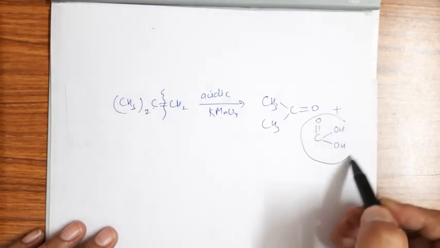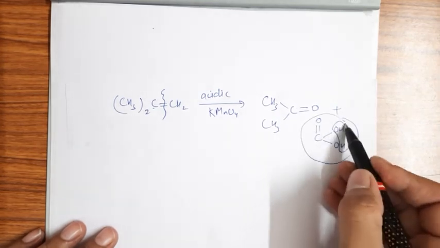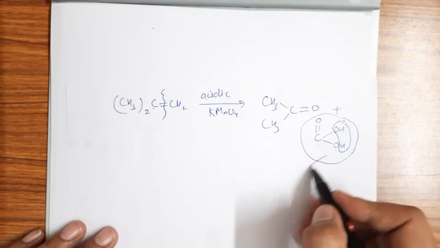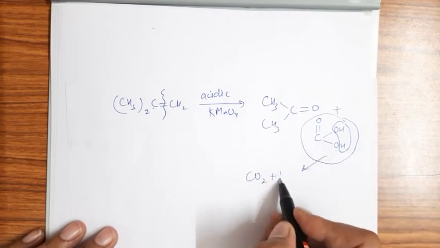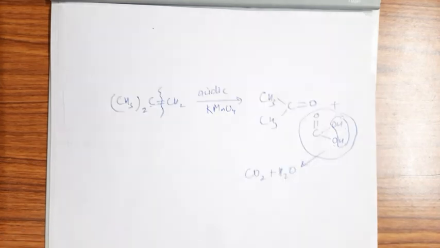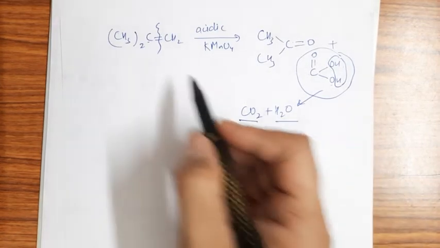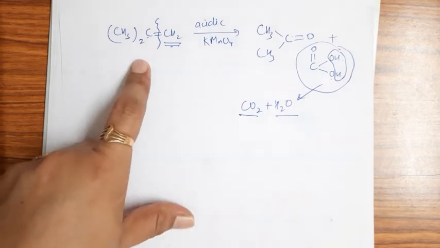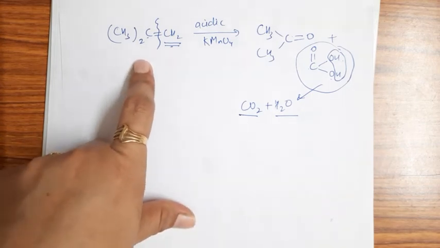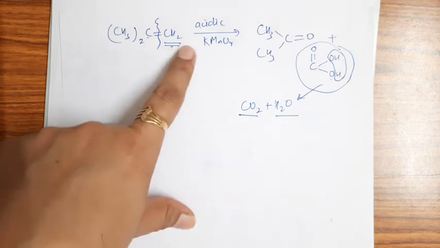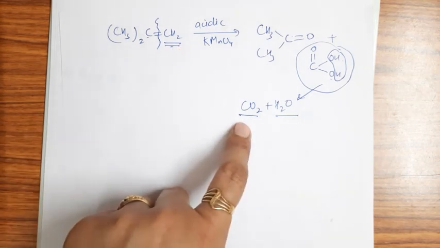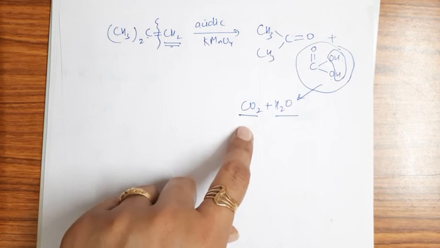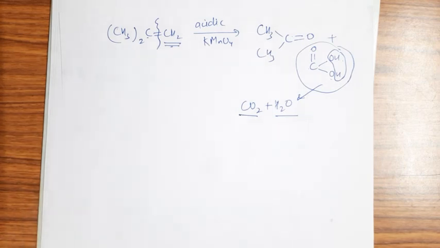This is an unstable compound. Here it releases H2O and CO2. So what will be the byproduct? CO2 and H2O. So we generally write CO2 and H2O whenever CH2 is present in any alkene and we do its oxidation in presence of acidic KMnO4. So we will get a mixture of ketone, CO2 and H2O, right?